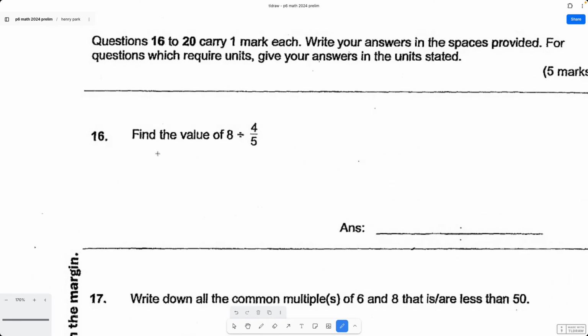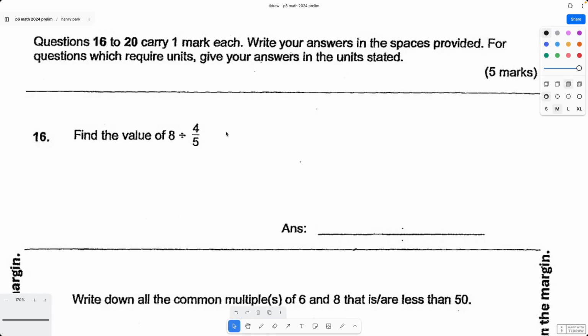Find the value of 8 divided by 4 over 5. For this, we can convert the 8 into a fraction, so it's 8 over 1. When dividing by fractions, you change divide to multiply, and then you flip the 4 over 5, so it'll be 5 over 4. Now with this you're able to do some cancellation.